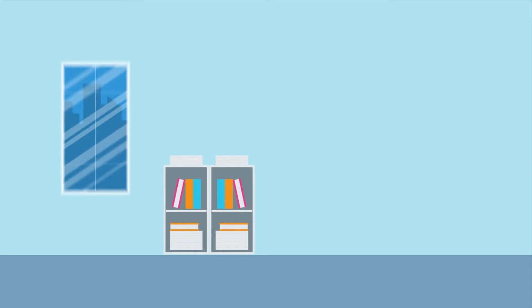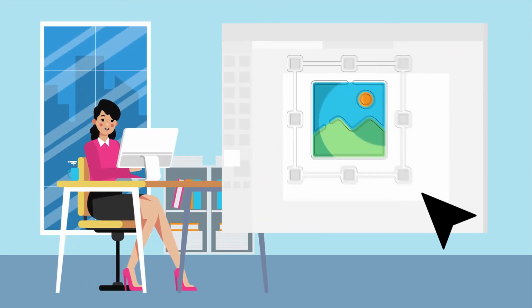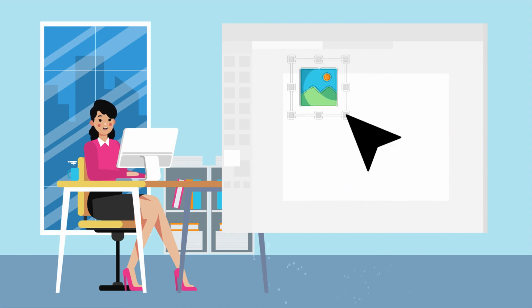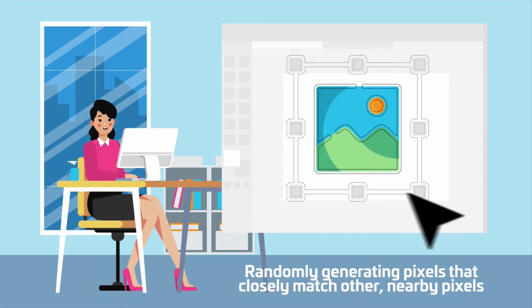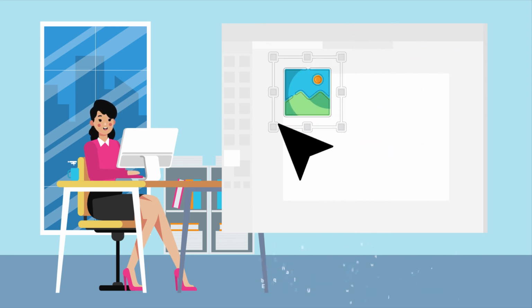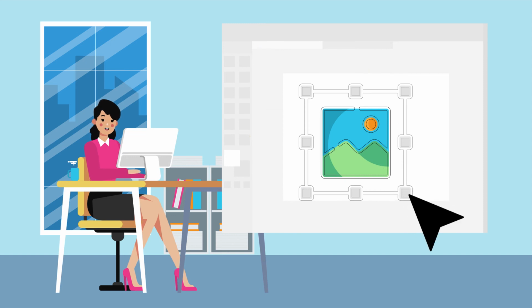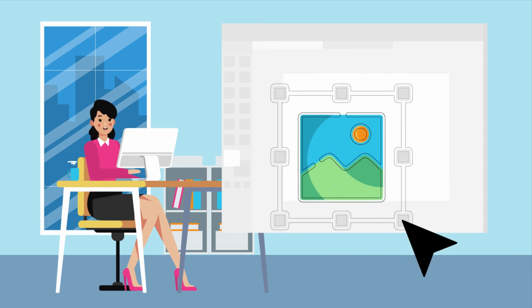While you can increase the resolution of images in software such as Photoshop, these photo editing programs achieve this by randomly generating pixels that closely match other nearby pixels. While this might work for minor size adjustments and sounds good, it's most likely that you'll end up with high-resolution images that won't print or reproduce well.